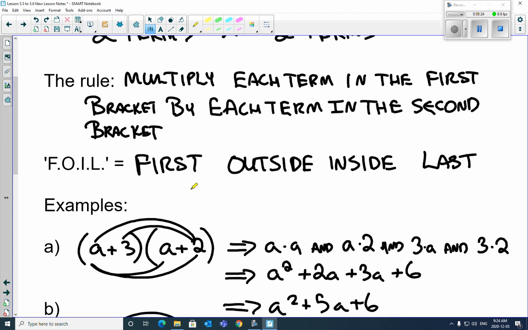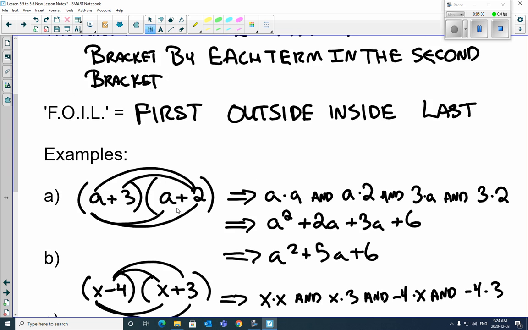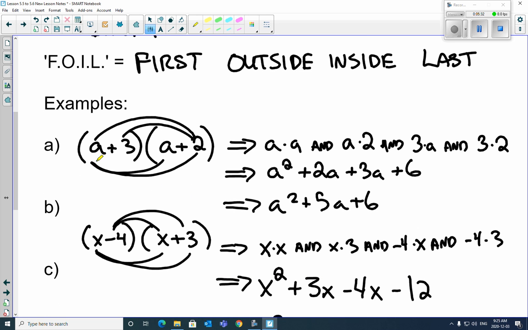So what we do is we use something called FOIL. It means first, outside, inside, last. It's an acronym that represents those words. So here, let's look at the example here. First, if you look in each bracket, A would be the first term. So it's A times A. And you can see that's the first thing we did there, A times A. Outside means the furthest on the outside. So that would be the A, the first one here, because it's on the far left outside, and the 2 on the right outside. So it's 2 times A right there, or A times 2, doesn't matter the order.